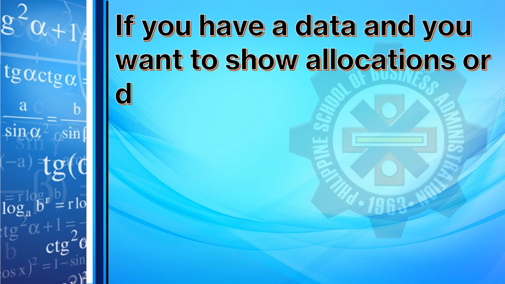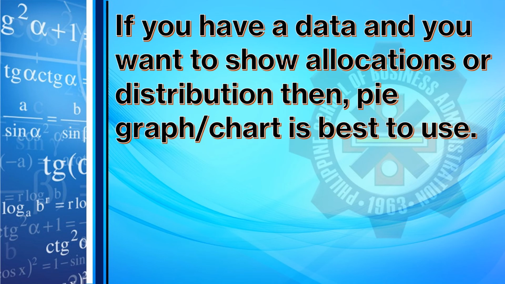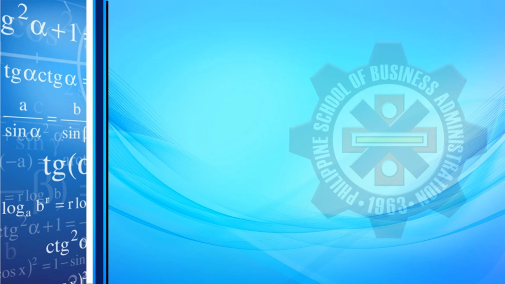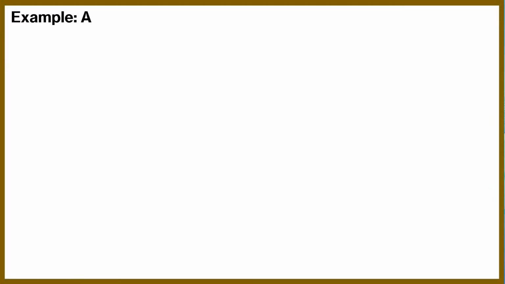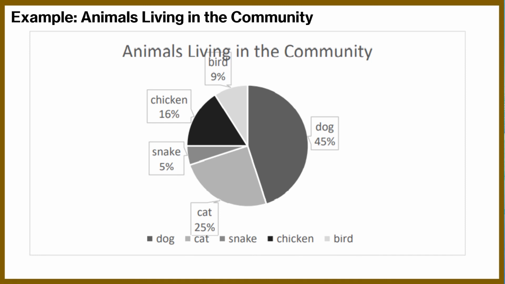If you have data and you want to show allocation or distribution, then the pie graph or chart is best to use, to see to what percent each category belongs. For example, the animals living in the community: the dog is 45%, the cat is 25%, the chicken is 16%, the bird is 9%, and the snake is 5%.